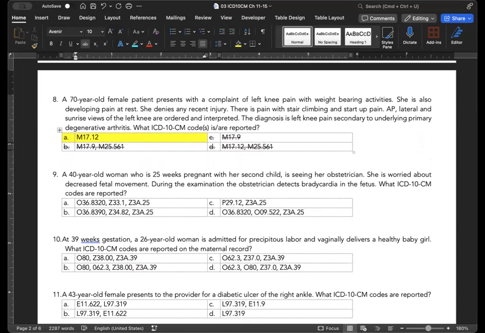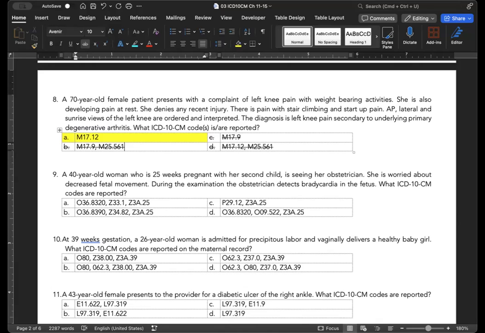Number 9, a 40-year-old woman who is 25 weeks pregnant with her second child is seeing her obstetrician. She's worried about decreased fetal movement, and during the exam, the obstetrician detects bradycardia within the fetus. So what ICD-10-CM codes are we going to report?